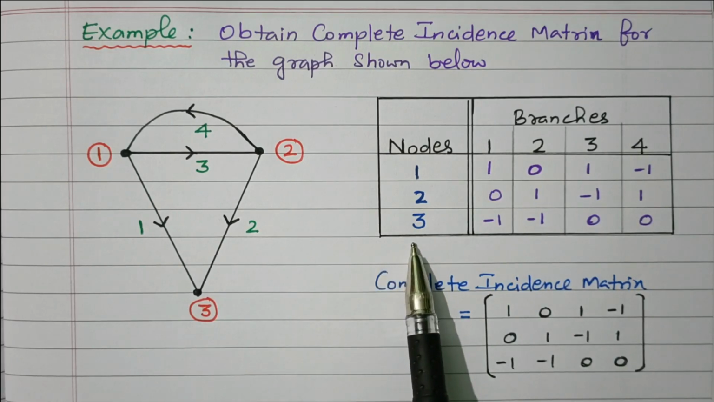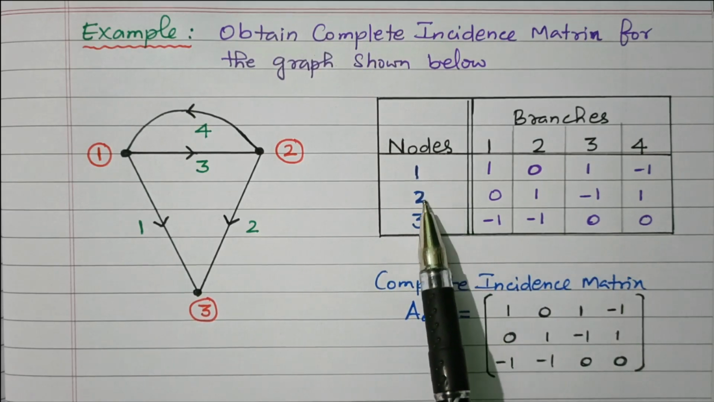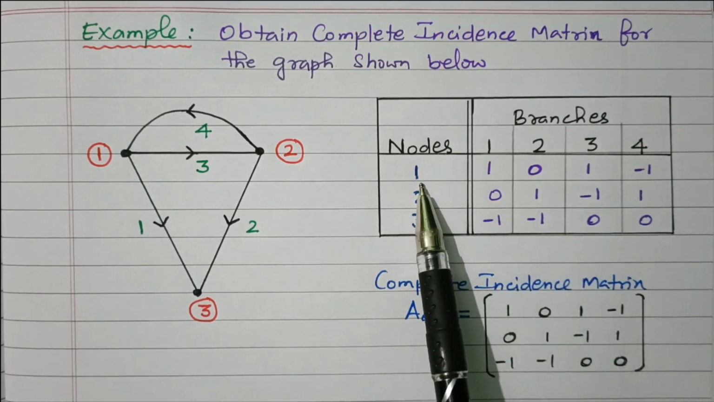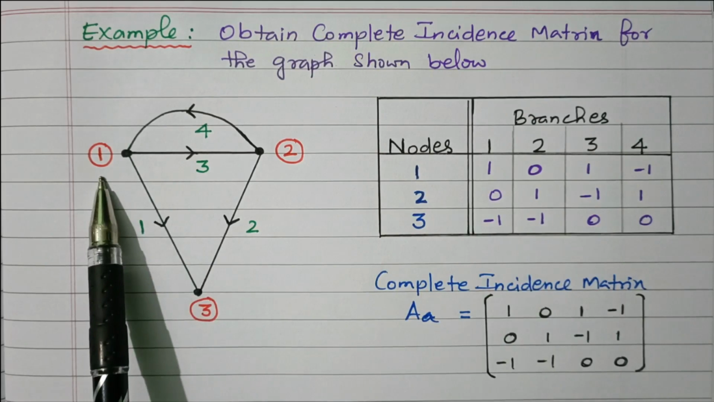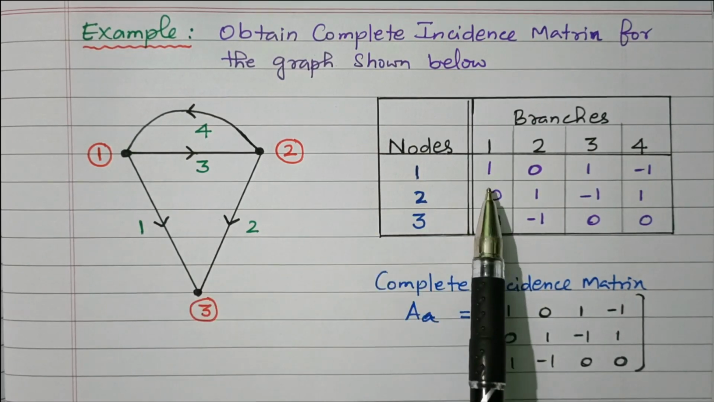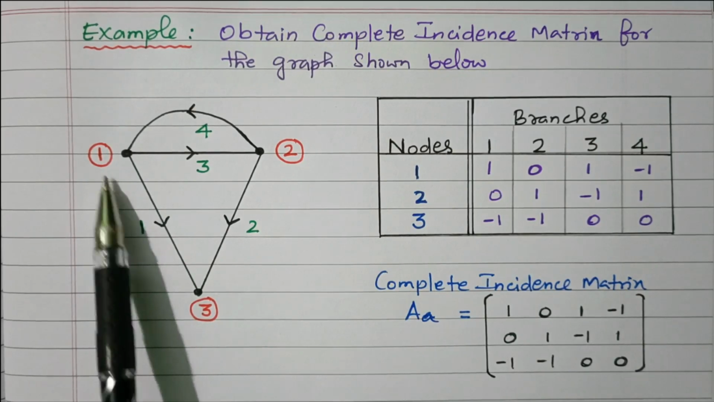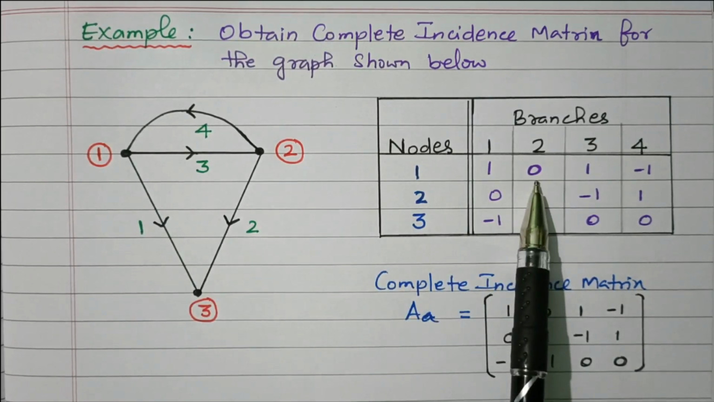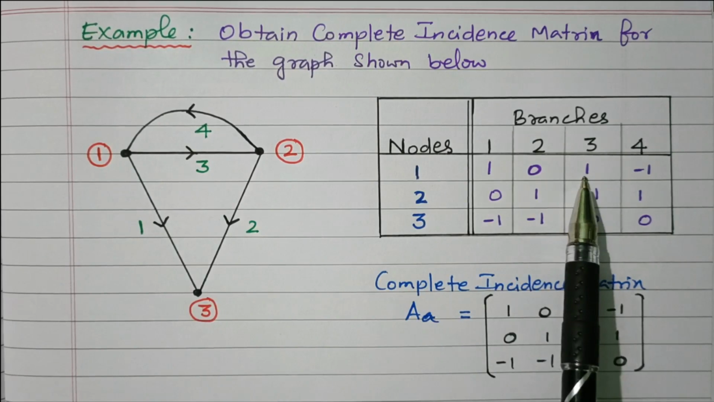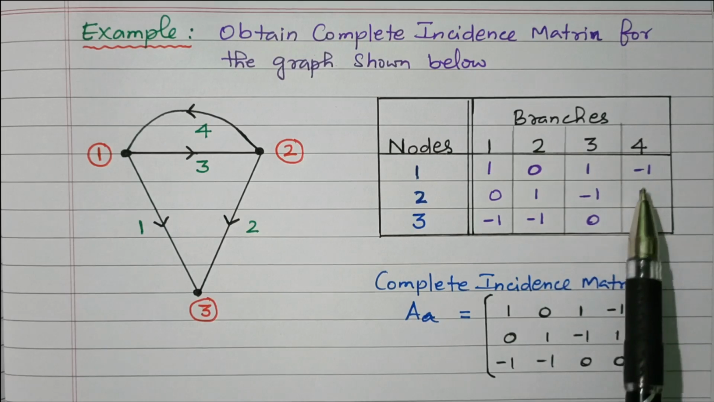Now we'll go to the matrix, how to frame the matrix. First we'll have one tabular column. In the vertical we have nodes 1, 2, 3. Here we have branches 1, 2, 3, 4. Now we'll check each and every node with the branches. First we'll consider node 1. Here branch 1 is going away. So it is 1. Going away means 1. There is no connection between node 1 and branch 2. So 0. Then node 1 and branch 3 also going away. So plus 1. Node 1 and branch 4 coming inside. Coming inside means minus 1.